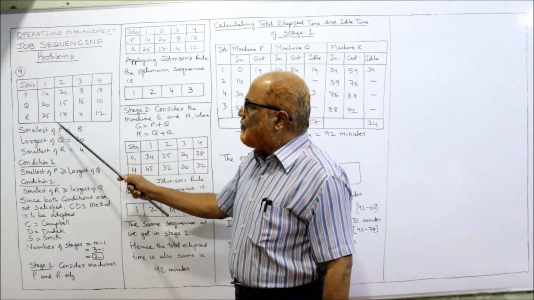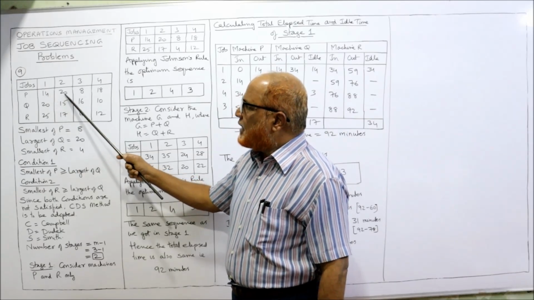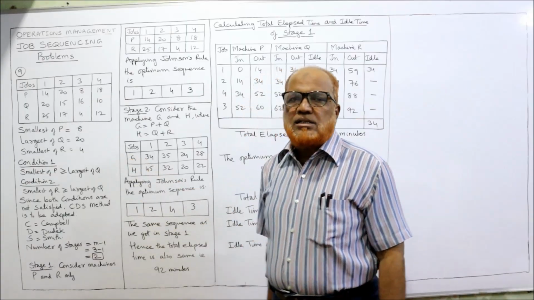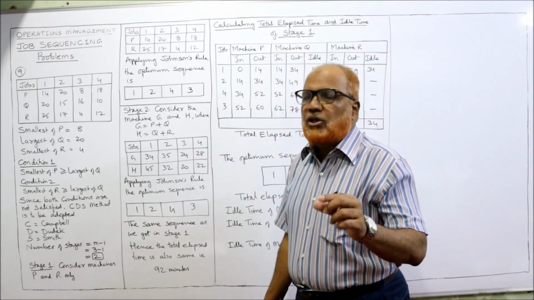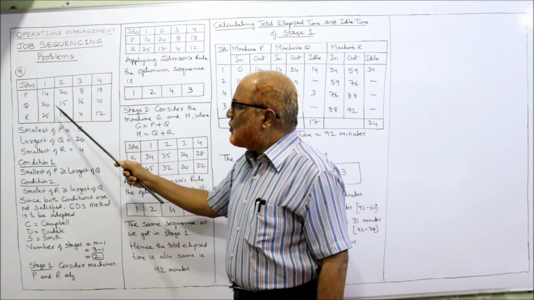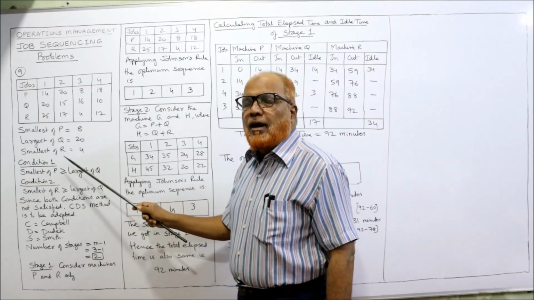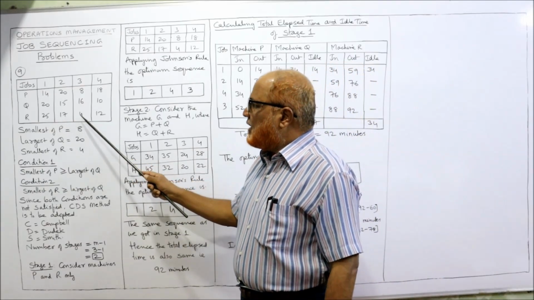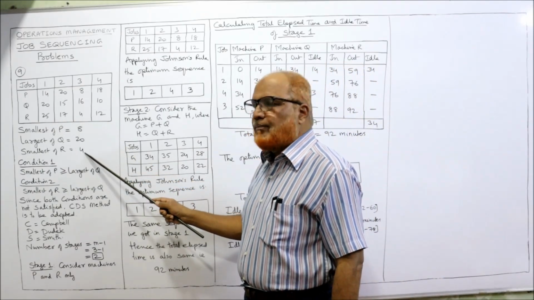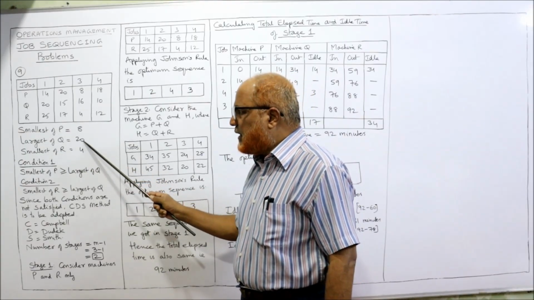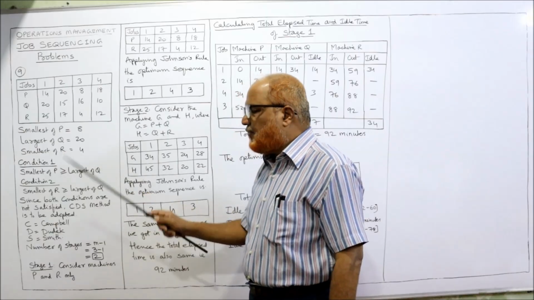The smallest of machine P: 14, 20, 8, 18. So 8 is the minimum. And the largest time of the Q machine, the second machine: 20, 15, 16, 10. So 20 is the highest. And the smallest of the last machine R: 25, 17, 4, 12. So 4 is the smallest. The smallest of P is 8, the largest of Q is 20, and the smallest of R is 4.